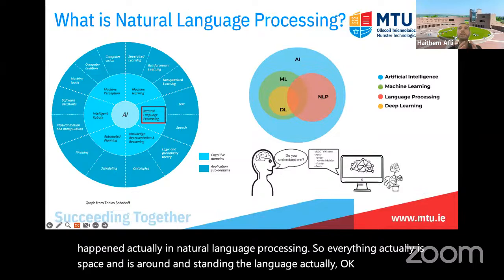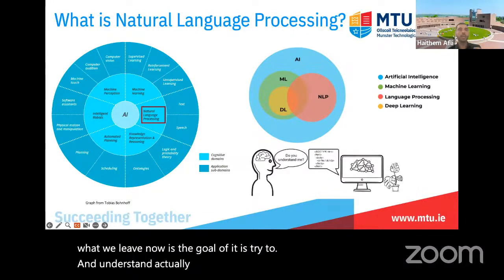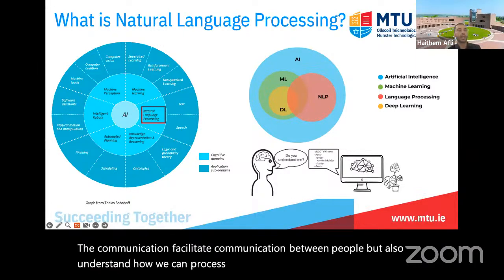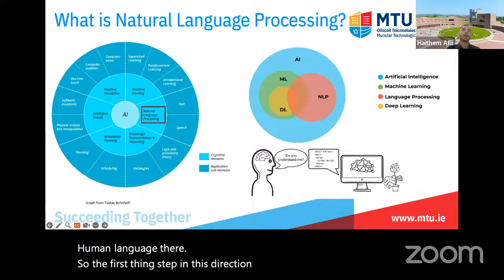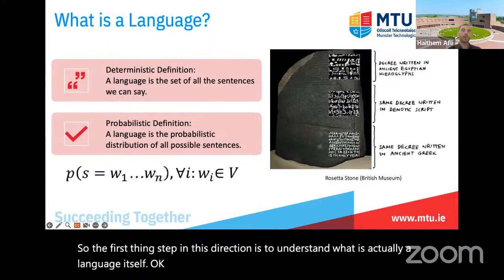So NLP in general, what we live now, its goal is to try to understand communication, to facilitate communication between people, but also to understand how we can process human language. So the first step in this direction is to understand what a language itself is.